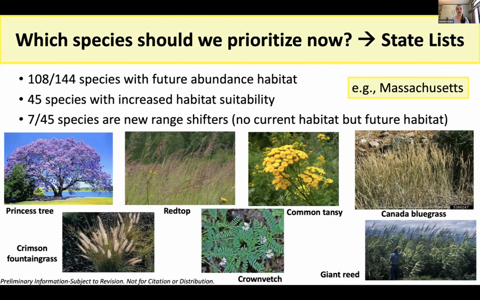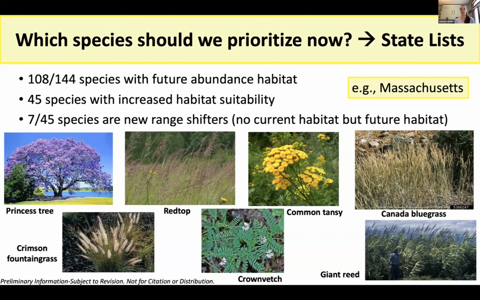So out of those 144 taxa that we modeled for the East Coast, 108 of those are predicted to have climatically suitable habitat for abundant populations in the future. 45 species are predicted to actually increase in their abundance habitat in the future. So if they currently have habitat, it's likely to expand, or there's 7 species which currently don't have habitat, but are likely to have suitable habitat under 2 degrees of climate change.